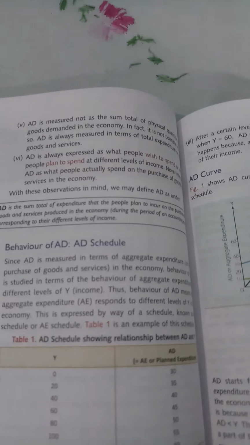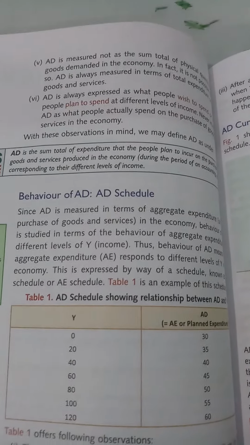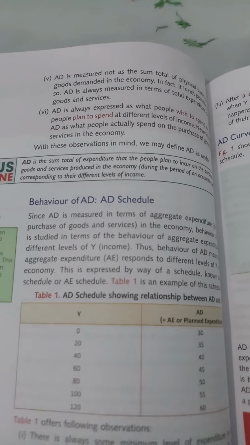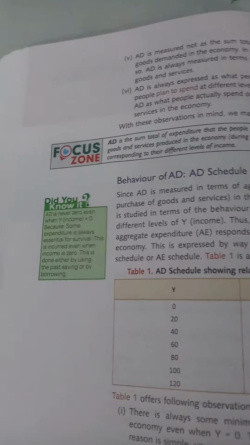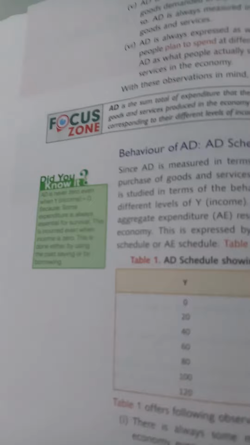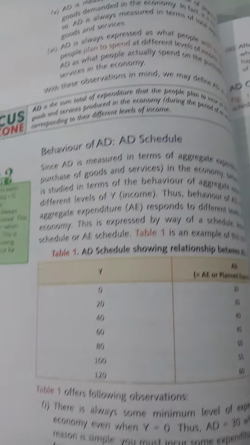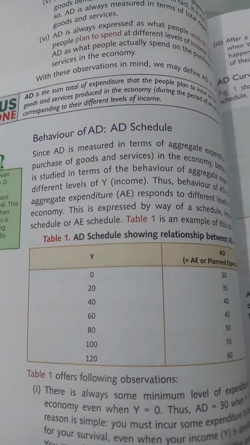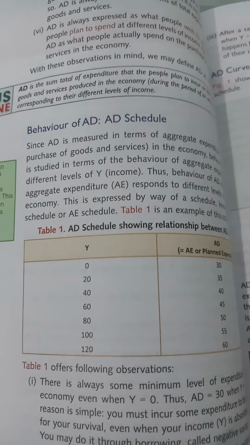Now, let's try to understand the AD schedule. But before we come to the AD schedule, please understand that AD is the total of expenditure which the people are planning to make. So AD is also called AE. Aggregate demand is also called aggregate expenditure. Now, let's try to understand the AD schedule and what relation it has with income.